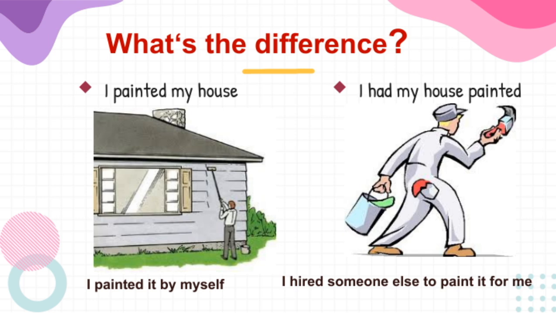And finally, I painted my house. This clearly states that I personally did the work myself, which can convey pride or a sense of accomplishment.